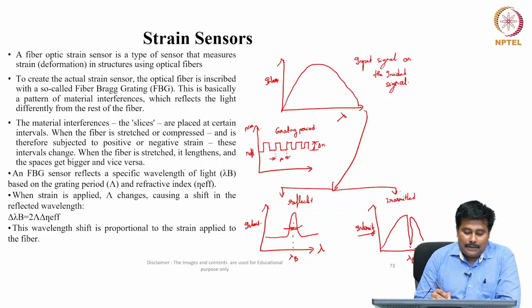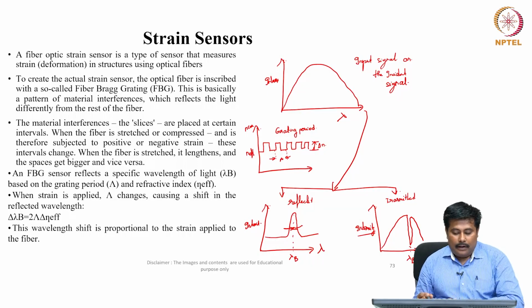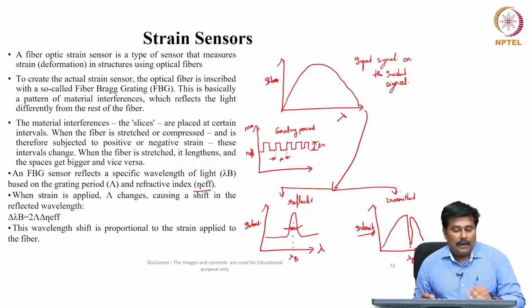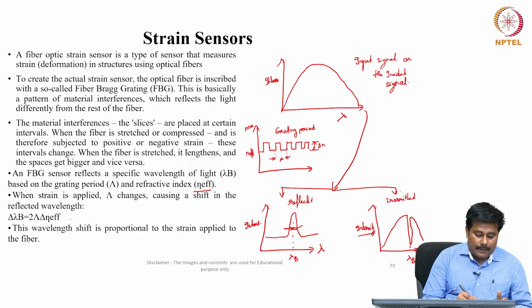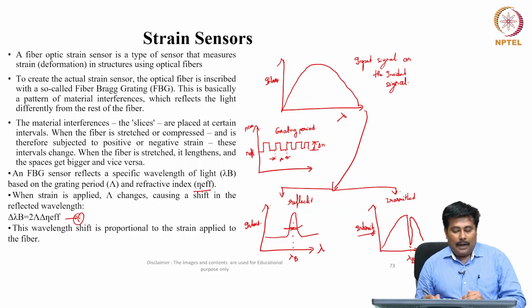So, the material interference slices are placed at certain intervals. When the fiber is stretched or compressed, it is therefore subjected to positive or negative strain. These intervals change: when the fiber is stretched, it lengthens and the spaces get bigger, and vice versa. The FBG sensor reflects a specific wavelength of light lambda B based on the grating period del and a refractive index N effective. So, when the strain is applied, the del changes, causing a shift in the reflected wavelength, which can be represented with this particular equation. This wavelength shift is proportional to the strain applied to the fiber.